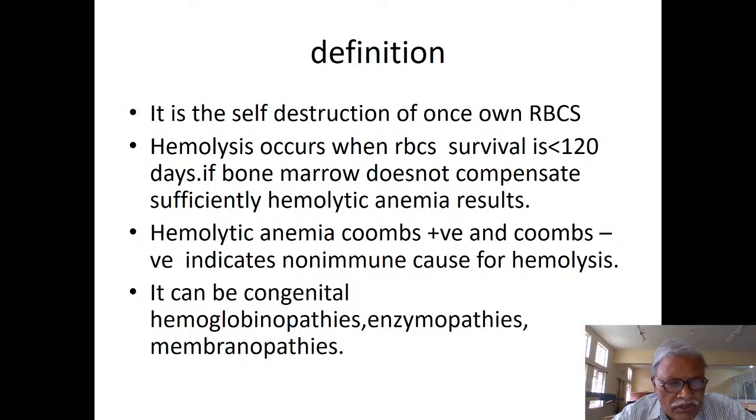Sometimes it can be congenital: hemoglobinopathies, enzymopathies, membranopathies. These are all the causes which can decrease the lifespan of RBCs, and they may get trapped in the spleen and destroyed early, before they reach 120 days.